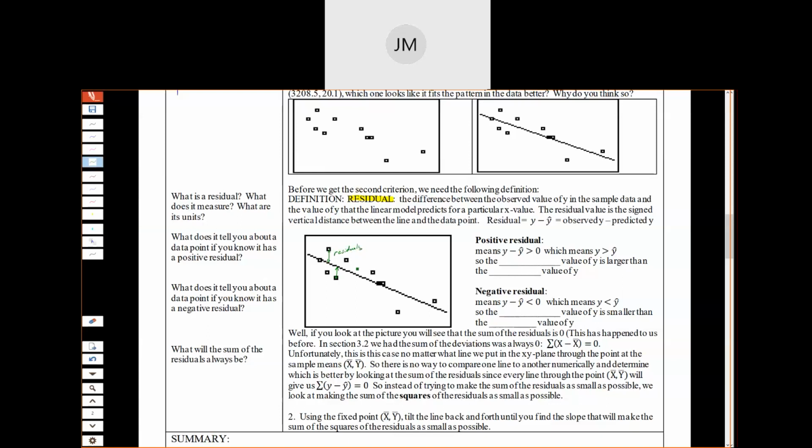Right. So the residual is just the difference between the actual data point and the point with the same x value on my line. Or another way to think about that is the residual is the difference between my observed y, which is the real data point, and the predicted y, which would be the point on my line.